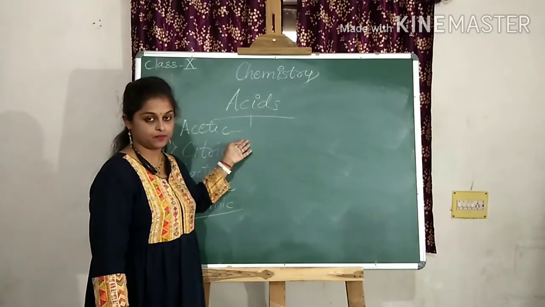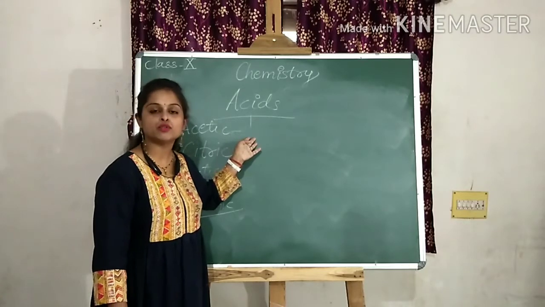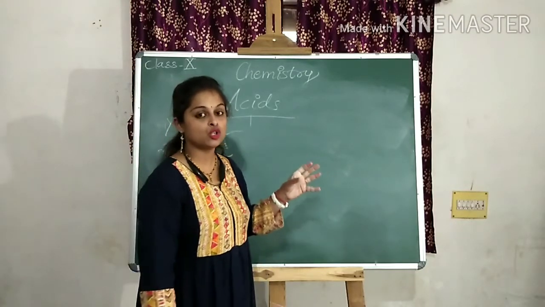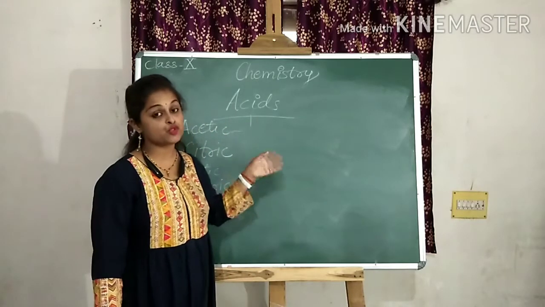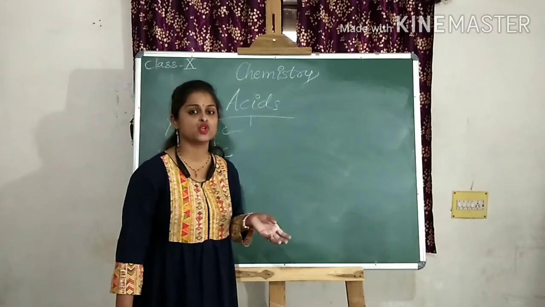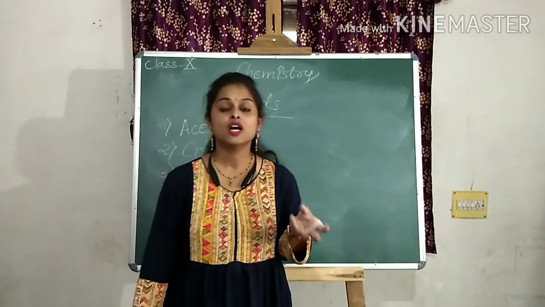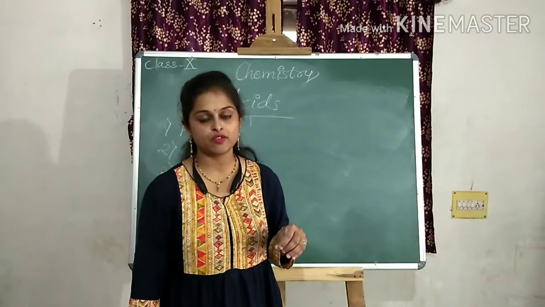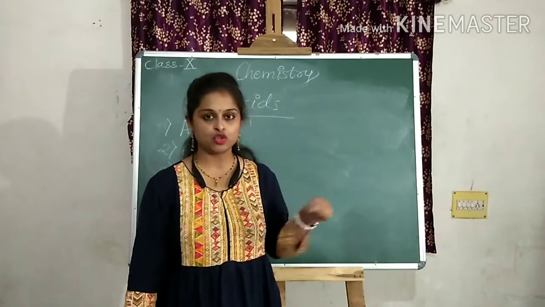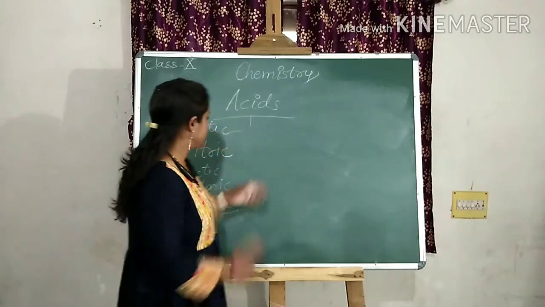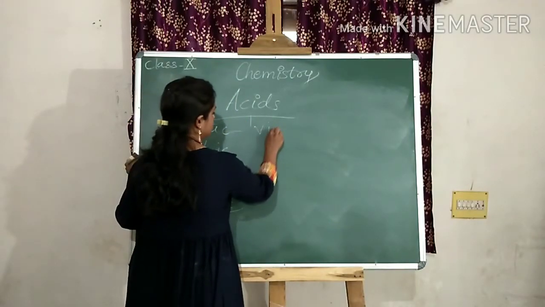Acetic acid is present in the form of vinegar. Vinegar, matlab sirka. So it is present in vinegar, which we use for cooking our Chinese food. In Chinese food, or in some heavy special kinds of sabjis, if we are preparing them, there also they use vinegar. For cleaning bathrooms, people also use sirka. That is vinegar. It is present in vinegar.